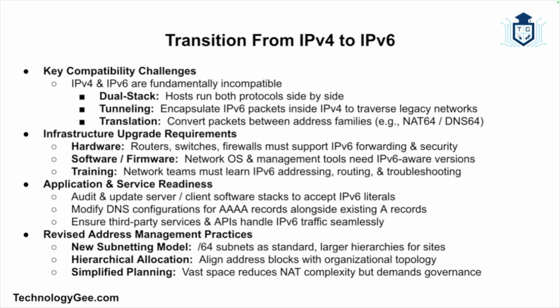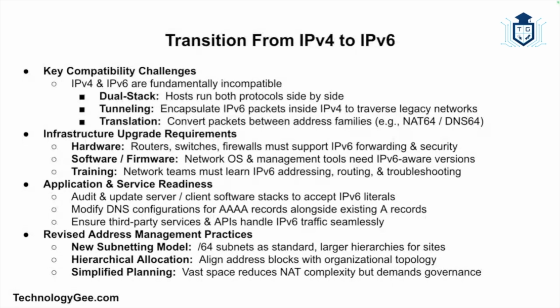Now let's move on and talk about the transition from IP version 4 to IP version 6. The transition is necessary to accommodate the growing number of devices that are connected to the internet. However, the transition process poses several challenges. The first is compatibility. IP version 4 and IP version 6 are not directly compatible, requiring mechanisms such as dual stack, tunneling, and translation to enable communication between the two protocols.